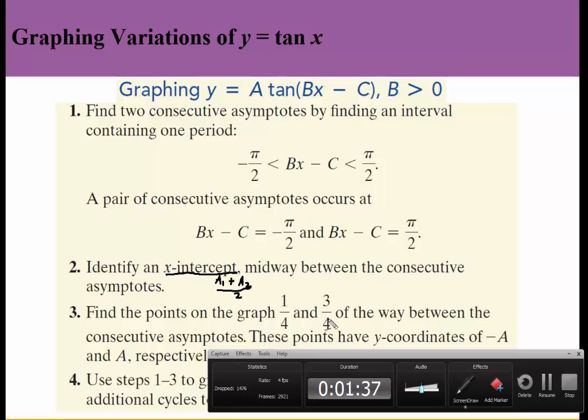Now to find those nice values for tangent and cotangent, the ones that are 1/4 of the way and 3/4 of the way between the consecutive asymptotes, I'm going to use the midpoint formula again. This is going to work for cotangent as well, by the way, once we look at its characteristics. I'm going to take the intercept, where it crosses the x-axis, plus one of the asymptotes, and it doesn't matter which one you take, and divide by 2. You can do this with both asymptotes if you want to get the really nice tangent values, and we'll see this as we progress as well.